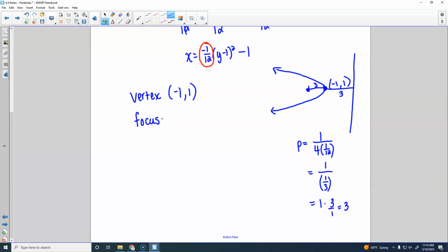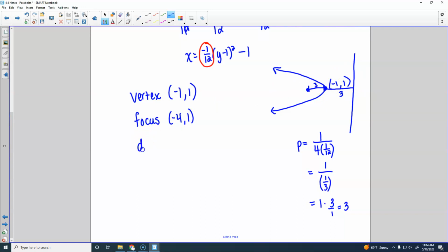So Troy, for this one, our vertex is at negative 1, 1. Our focus is over here to the left of that. What are the coordinates of our focus going to be? Yes, good. Because we are moving to the left, which is going to change our x coordinate. Since we're going left, we've got to subtract 3, which will give us a negative 4. Very good.